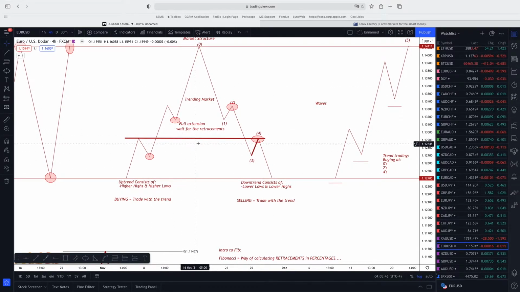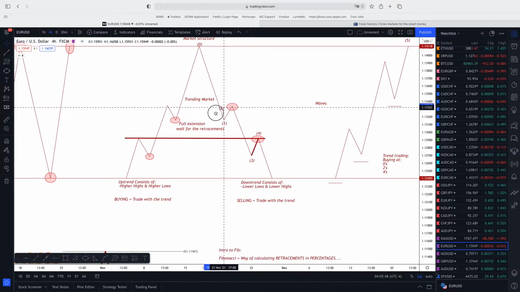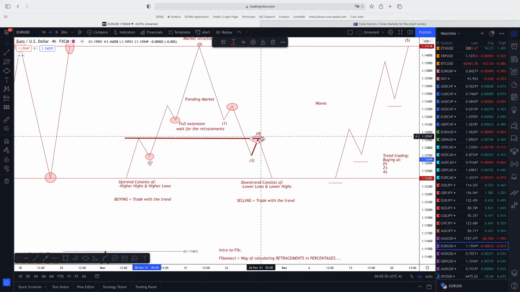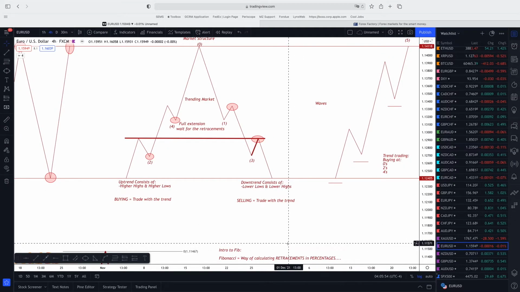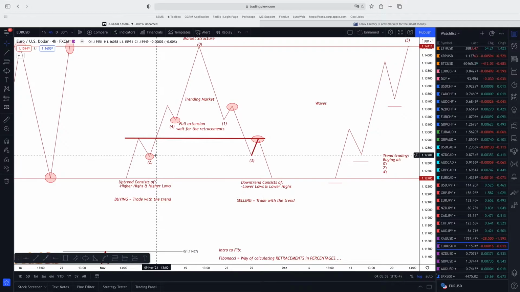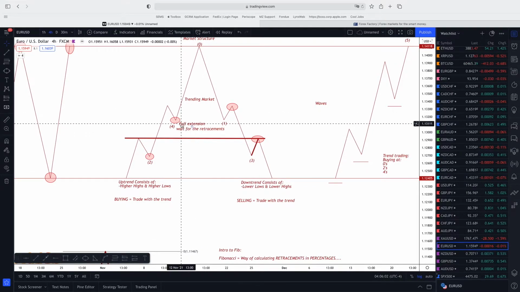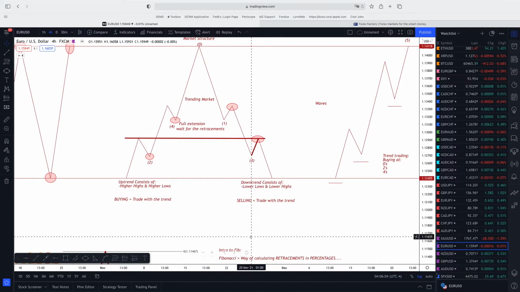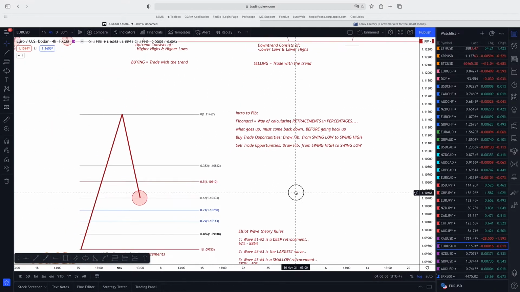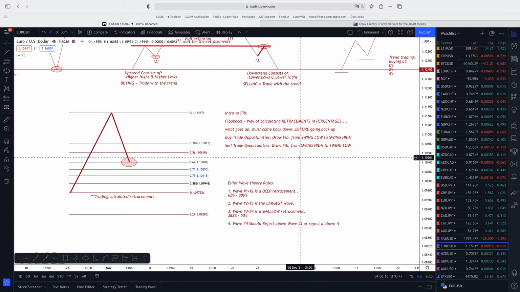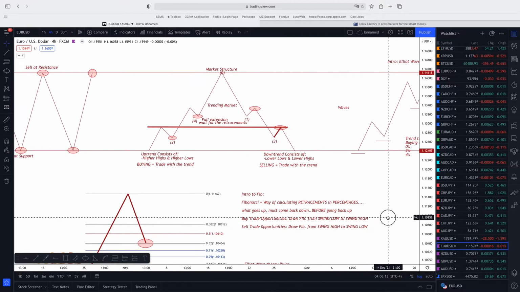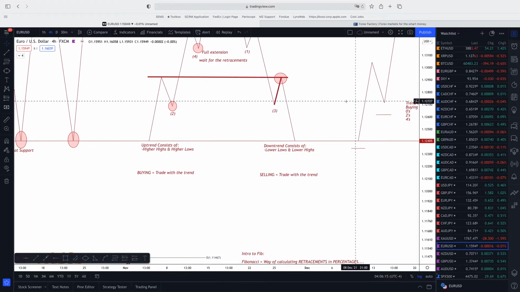And on an uptrend, you want to be buying 0s, 2s, and 4s. Now, how do we actually find where the final spot for 2 and where the final spot for 4 is? Well, there's a system for it. And again, sell trade opportunities, draw it from swing high to swing low. So what do I mean? Guys, look at this.